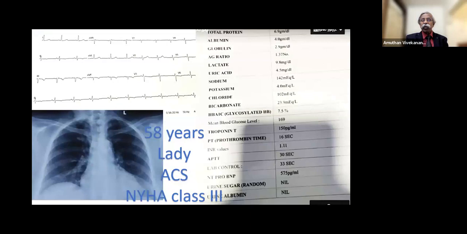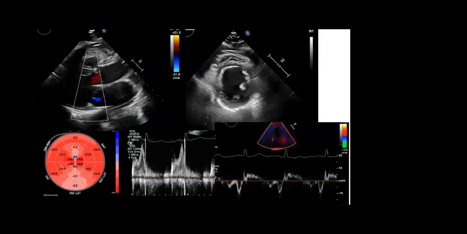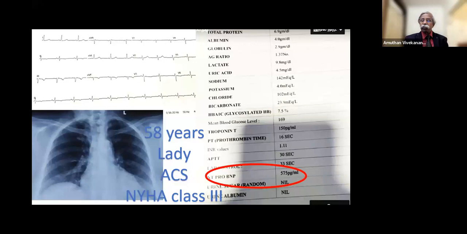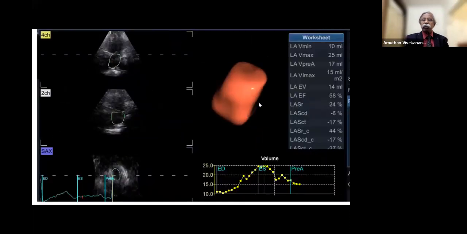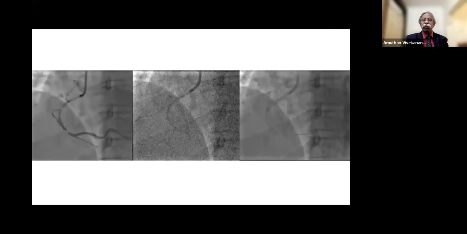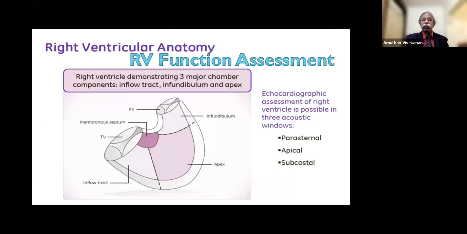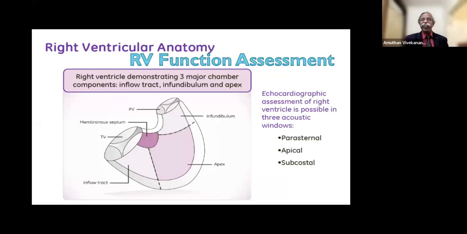This is a 58-year-old lady with heart failure. Shall I go to the last slide? Do you want some time for discussion? Dr. Parale ji? Sir, we have ample time, sir. You can continue, sir. Okay.